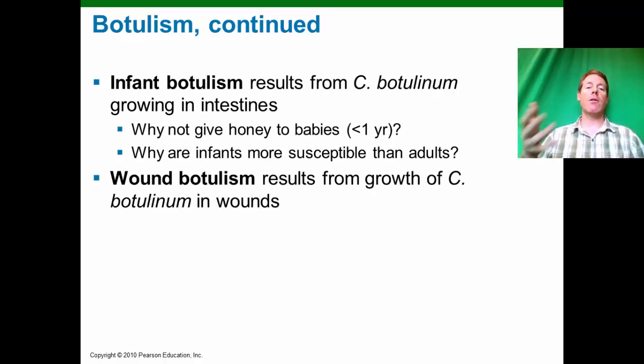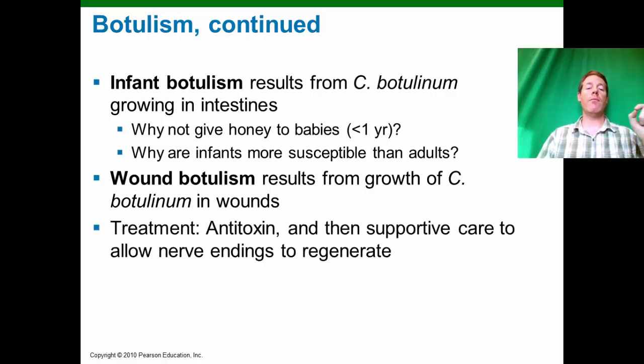Another kind of botulism that's a little different, that happens in the body rather than in your food, is called wound botulism, and this results from the growth of Clostridium botulinum in wounds. This is more similar to tetanus in how it happens. In tetanus and in wound botulism, this is the growth of a Clostridium bacterium deep in a wound, and the reason it's able to grow in the wound is because of a lack of oxygen inside that tissue.